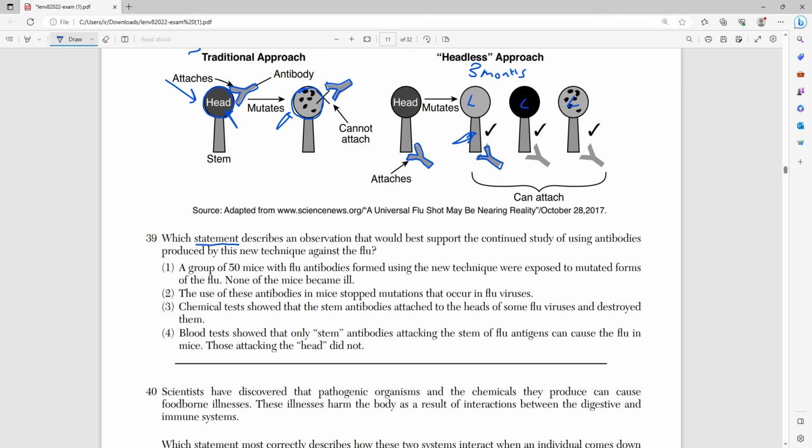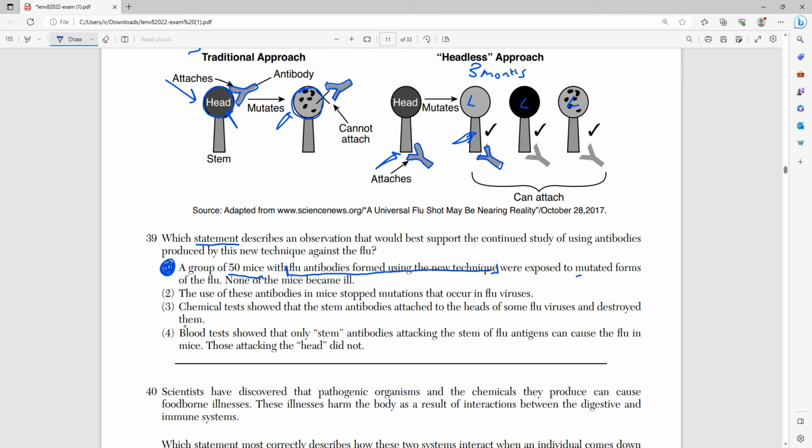Well, number one says a group of 50 mice with flu antibodies formed using the new technique were exposed to mutated forms of the flu. None of the mice became ill. Well, this supports it, right? Think about it. 50 mice, that's a large group, and they had flu antibodies formed using the new technique. All this means is that they had flu antibodies that attack the stem. The new technique is using flu antibodies that attack the stem. They had stem attacking flu antibodies, right?